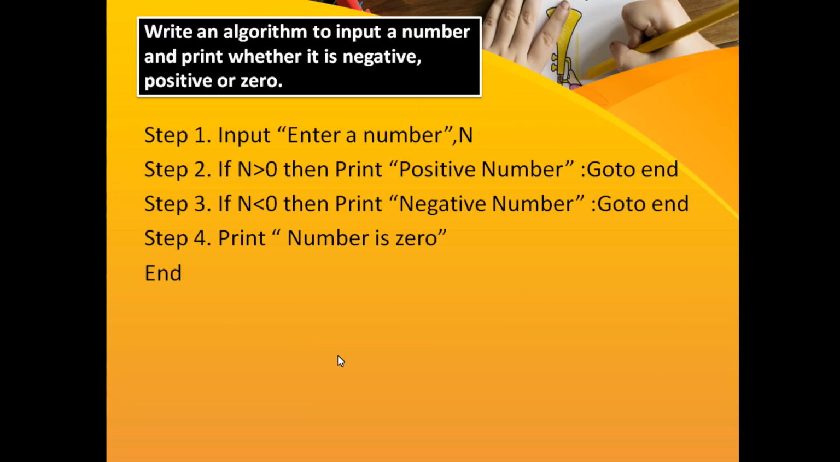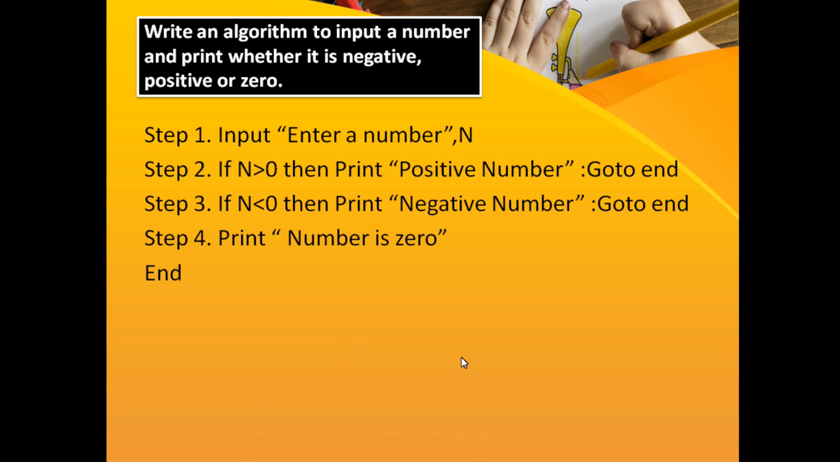Let's take another question. It says you have to input a number and print whether it is negative, positive, or 0. So as you can see, if the number is greater than 0, then we print positive, and then we don't have to print negative, so we have to go to end. If the number is less than 0, you have to print negative. Again, you have to go to end.